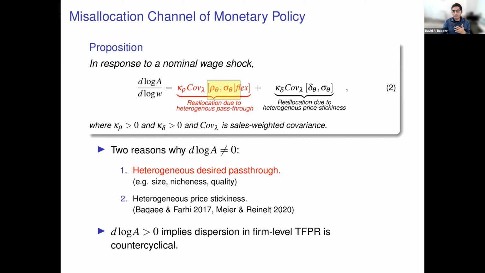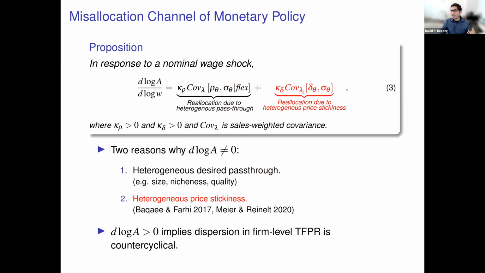That's going to generate a covariance that looks like this. But there's other things that could drive it. So for example, quality is another one. High quality goods tend to have high markups and low pass-throughs. And so those could both be generating this positive covariance.